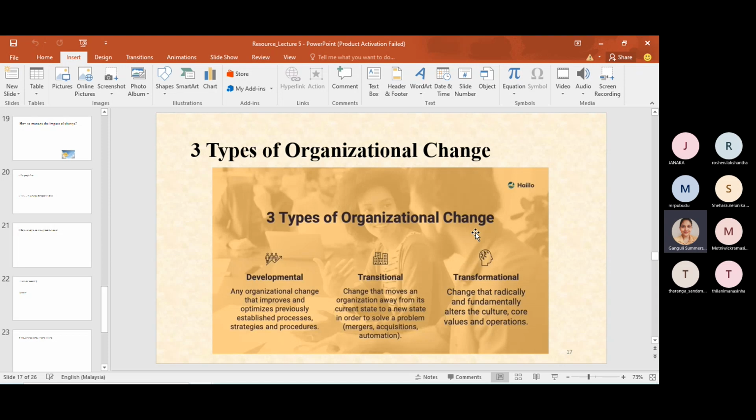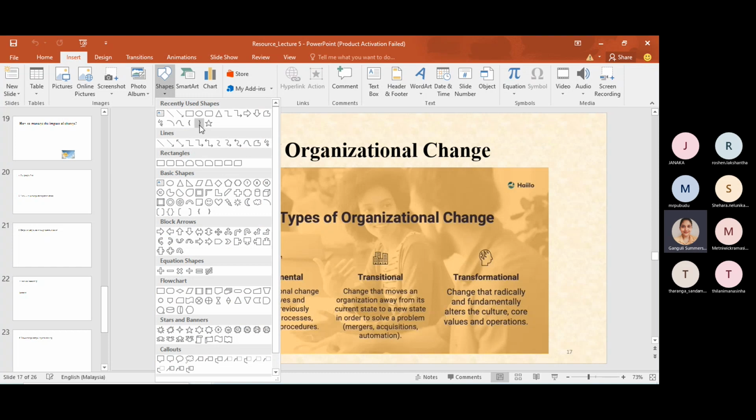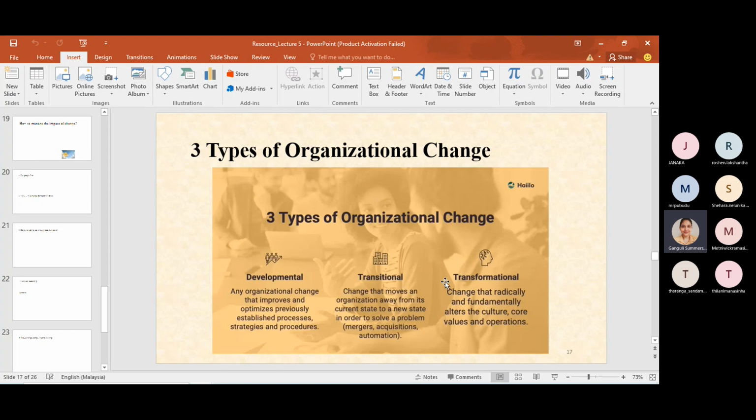However, when an organization undergoes a certain change, whether developmental, transitional, or transformational, it affects the people working in that organization. When any of these changes happen inside an organization, it will definitely affect the people working in that organization.